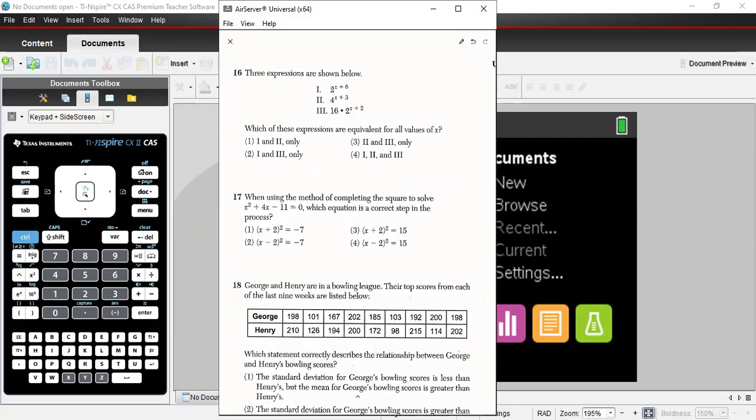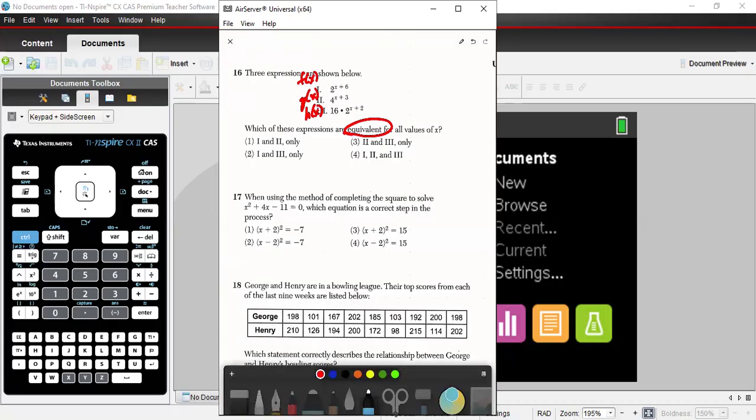Now, if you know your exponent rules, that's wonderful, and you should. But even if you don't know your exponent rules, since these are expressions and they're asking for equivalence, we can make these all into functions and then put in an input and see which ones have the same output, right? So that's essentially what we're doing when we use the store technique.